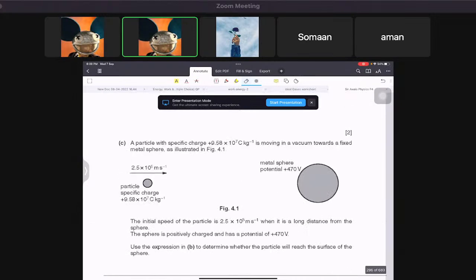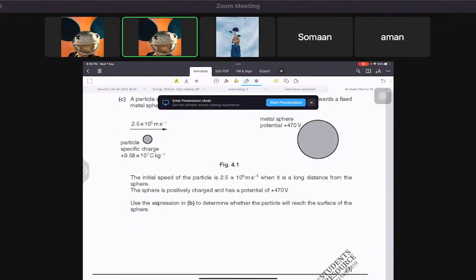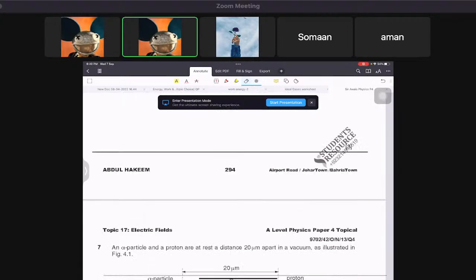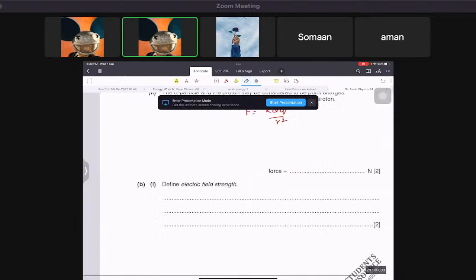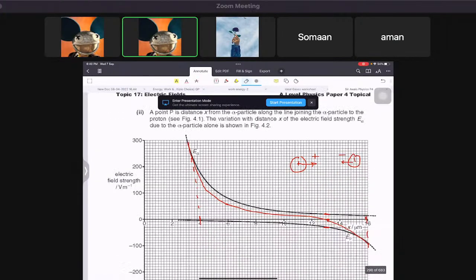Okay, this is a very similar question to what we did, right? It says a specific charge per unit mass is given, see, charge per kg, and then the potential of a metal sphere is given, and then they ask you to use the expression to determine whether the particle reaches the surface of the sphere or not, right? We've just done the same type of question in the last one, right? So that's not a big deal. Now, what else do I want to do? Wait a second. This one. Okay, I want this one.